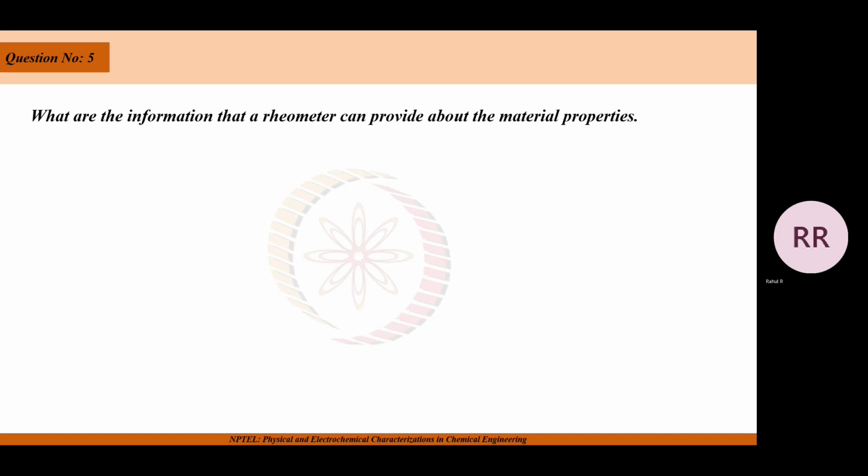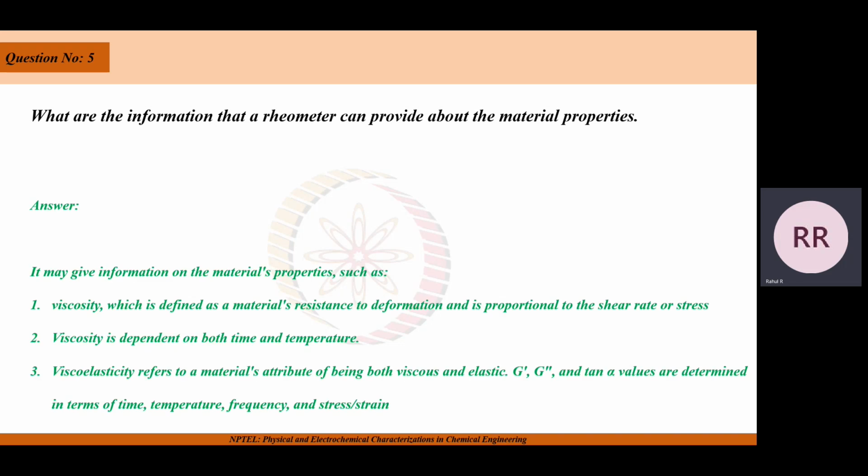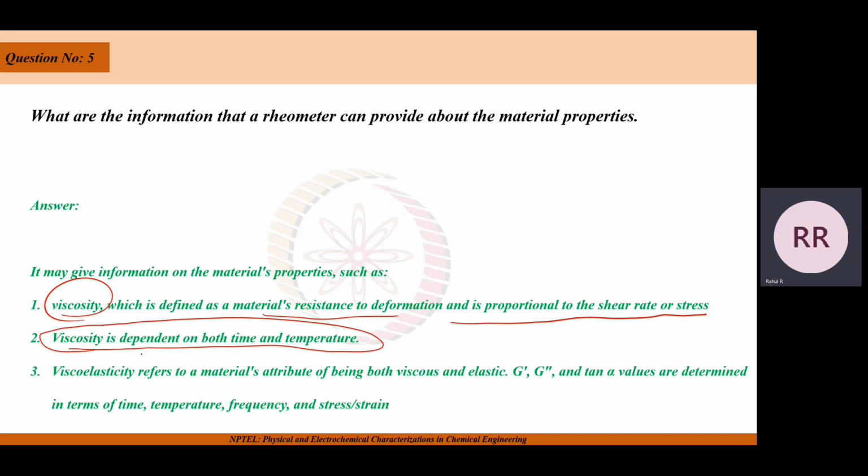Now let us discuss the answer for this particular question. The question was, what are the information that a rheometer can provide about the material properties? The answer is, it gives information about viscosity, which is defined as a material's resistance to deformation, and it is proportional to shear stress, shear rate. Viscosity is dependent on both time and temperature. So this time and temperature dependent viscosity can be measured, and also it can measure viscoelasticity. All these things can be measured by a rheometer.